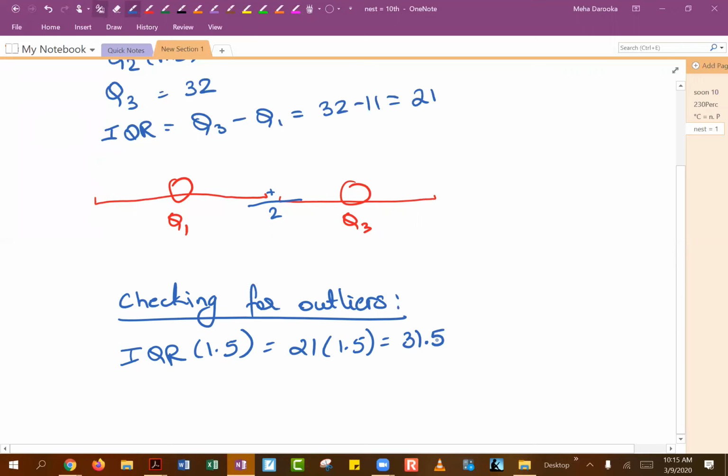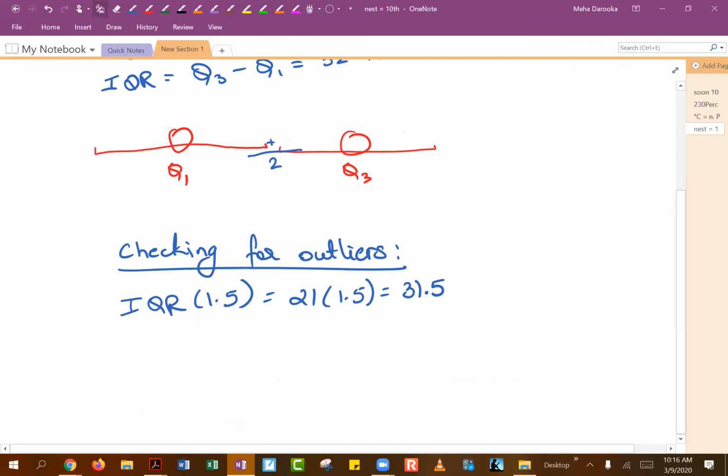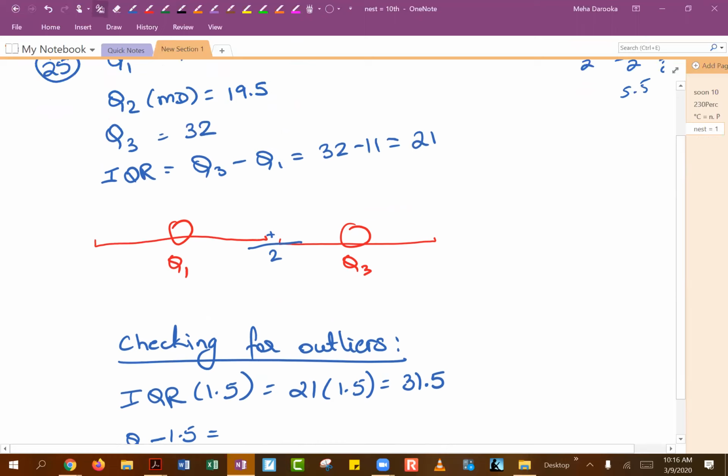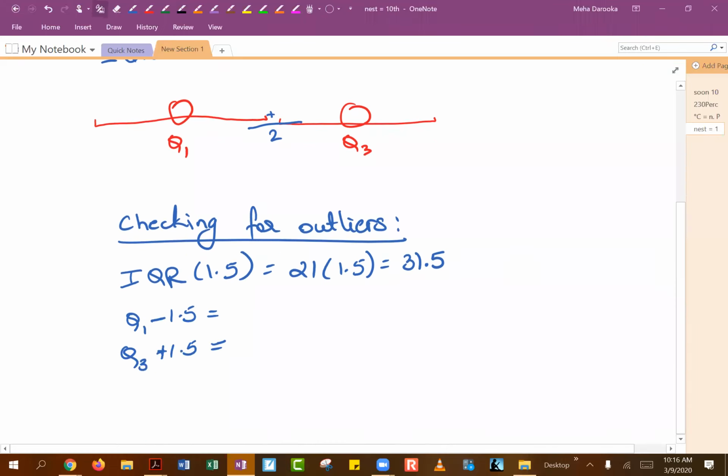31.5? Okay. We're going to take 31.5 and subtract it from quartile 1 and add it to quartile 3. So what was our quartile 1 here? Oh, sorry. Yes, 11. You're adding and subtracting 31.5.